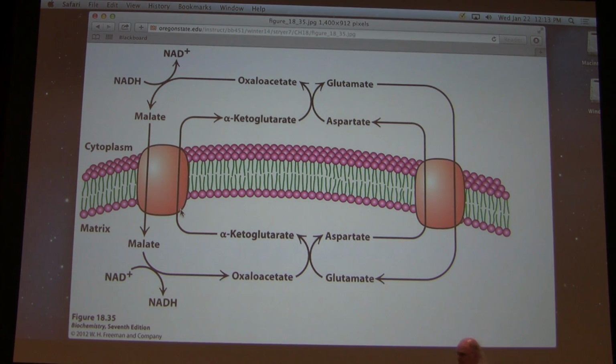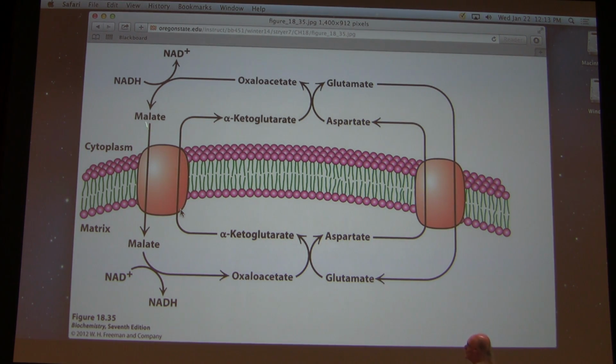Yes? I'm sorry, can you please go again what's being transported in, what's out? Malate is being transported in. Period. So the rest of it's balancing the equation. I don't care about balancing the equation.